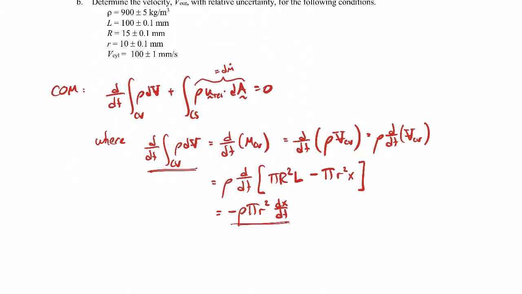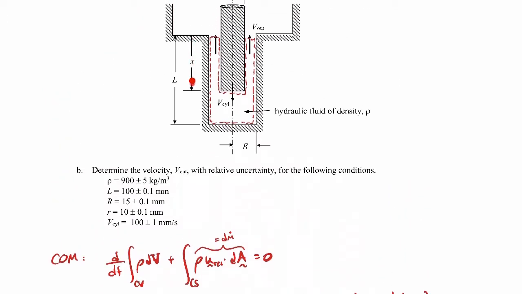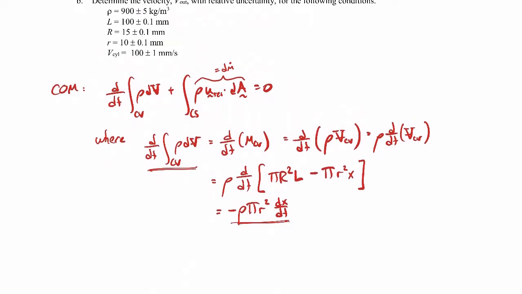Now I can simplify that a little bit further by recognizing dx dt. That's just how this distance is changing with time. If you look at that for a moment, that's just v cylinder. It's just how that distance changes with time. It's just v cylinder there, right? So this is really minus rho pi r squared times v cylinder. So that's that term. All right, now let's move on to the mass flow rate term.